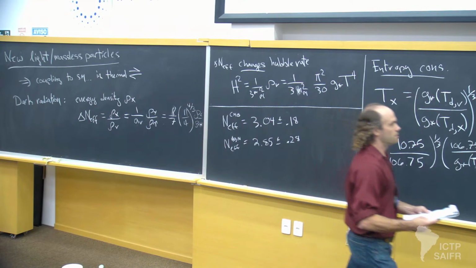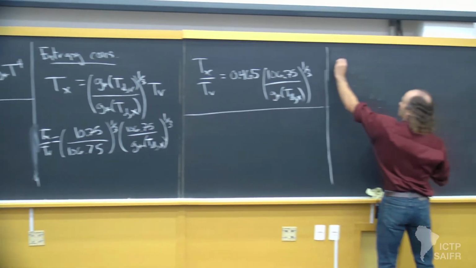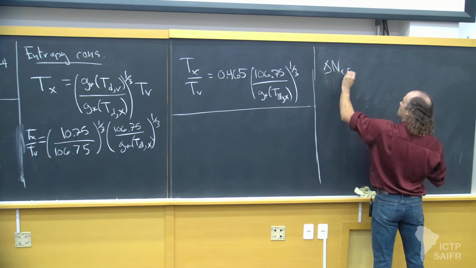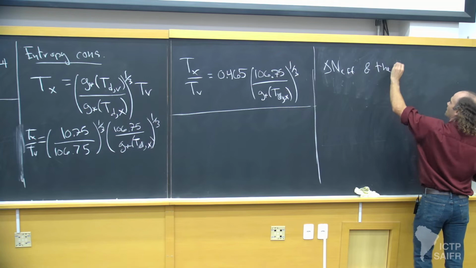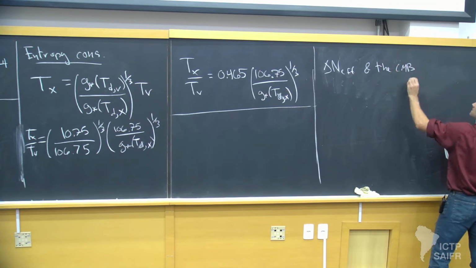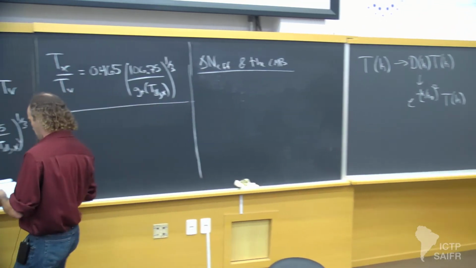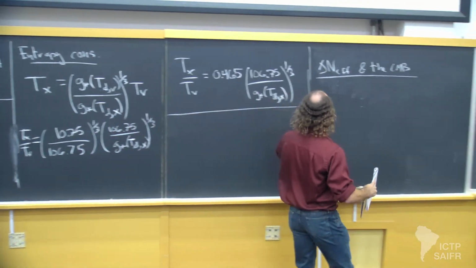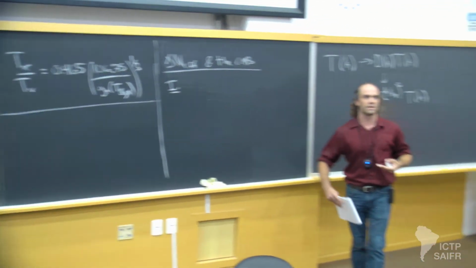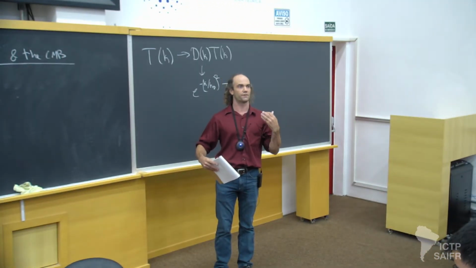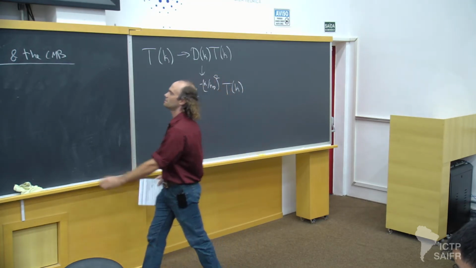So now let's talk about how delta N effective affects the CMB. The first way that it affects it is through an increase in the amount of this phenomenon that we talked about a little while ago, which is diffusion damping.